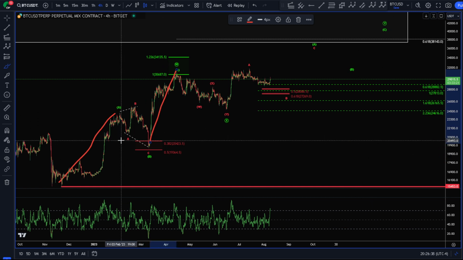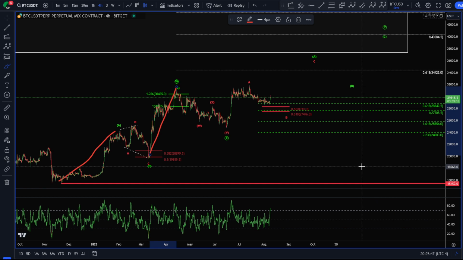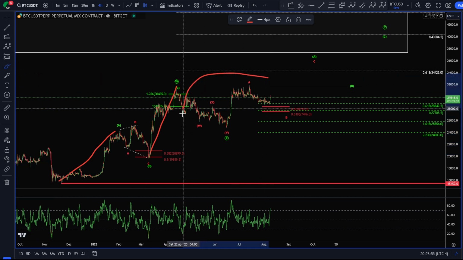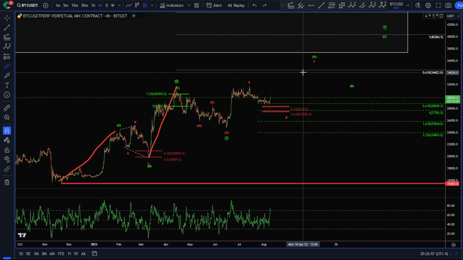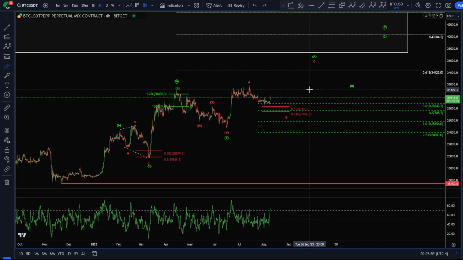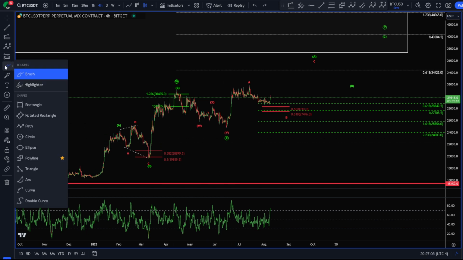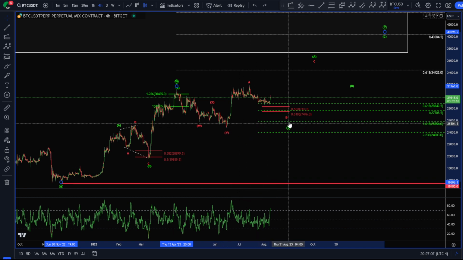We also have an expanded flat connecting the A to the C, and we came between the 382 and the 50 on the log scale, and we tagged the 50 on the linear scale. Now one area you have to be aware of is right in here. The reason for that is we could still possibly be in the X wave, but to me it doesn't really make that big of a difference whether we are or we aren't.